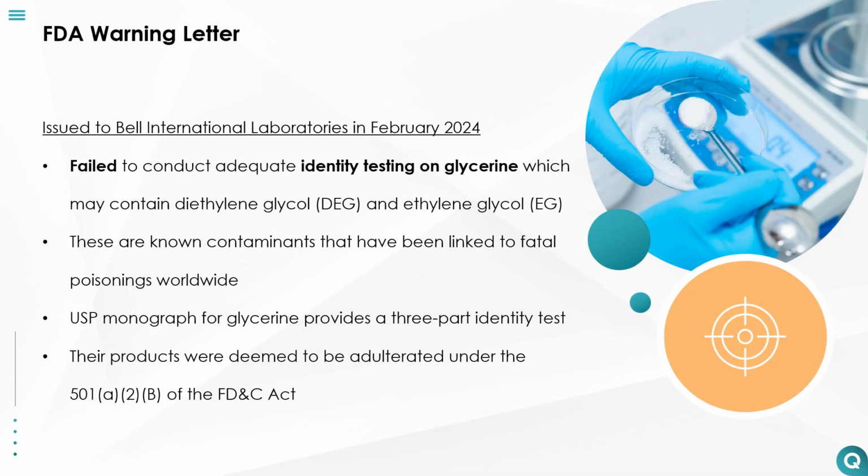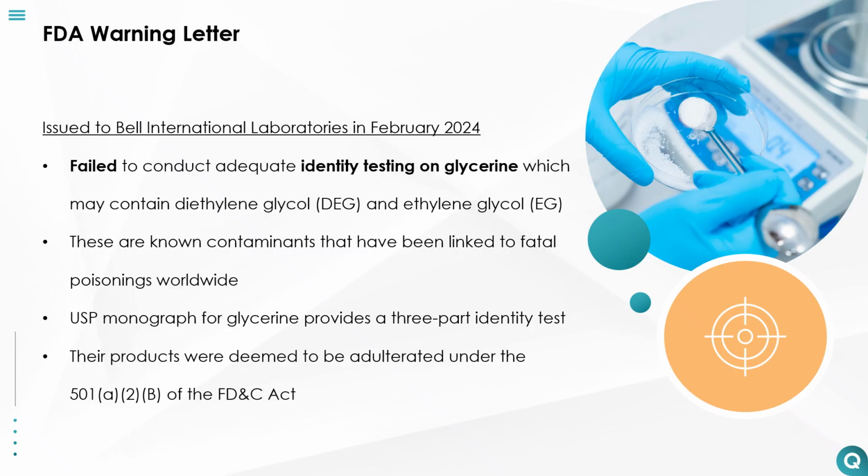In February 2024, Bell International Laboratories received an FDA warning letter highlighting serious deficiencies in their identity testing procedures for glycerin. Glycerin, a commonly used ingredient in pharmaceutical and cosmetic formulations, must undergo rigorous testing to ensure its purity and safety. This testing is crucial as glycerin has been associated with contamination by diethylene glycol and ethylene glycol, substances known to cause severe health risks, including fatal poisonings.